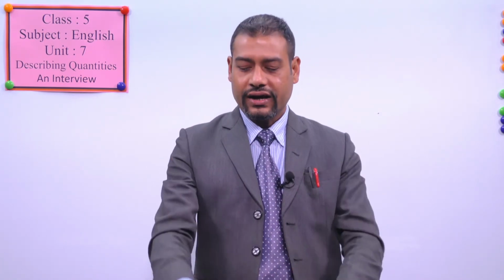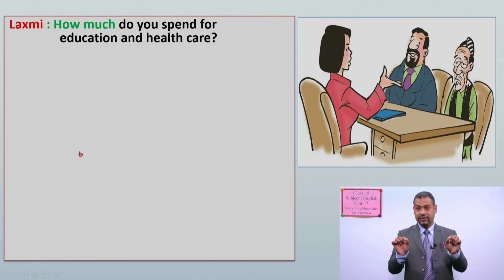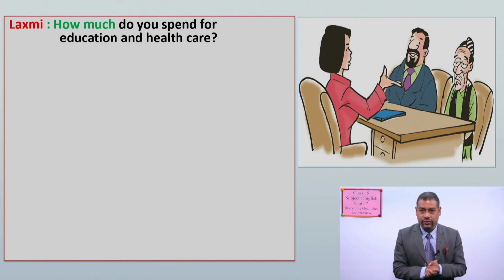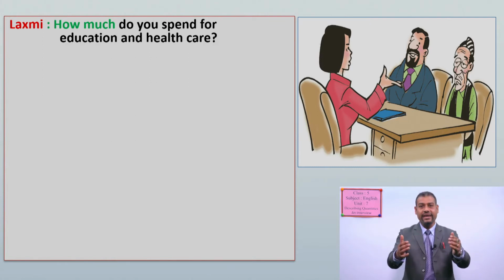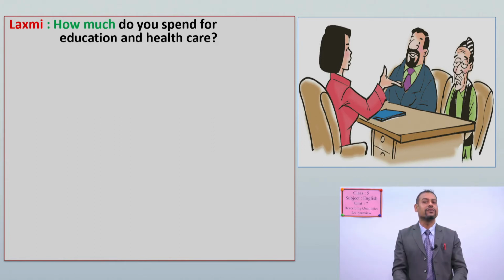Well, now I want to show you another slide. This is the continuing part of this interview. Now, again Lakshmi asks, see, Prem spends 25% of his total income on food and clothes, and Purna spends how much? Yes, Purna spends 80%. And again, Lakshmi is asking another question. So what is the question? Now read it. Lakshmi asks again, how much do you spend for education and health care?